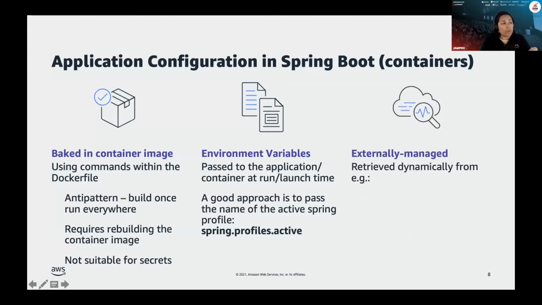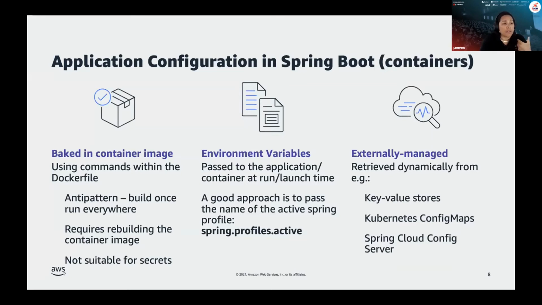Another way to do it, and which can be combined, obviously, with using a Spring configuration via Spring profiles, is to externally manage our configuration. So to retrieve it dynamically at runtime from, for example, external key value stores, such as Kubernetes config maps, Spring Cloud Config, the Spring Cloud Config server, the classic Spring project for this, or for example, from AWS managed services.